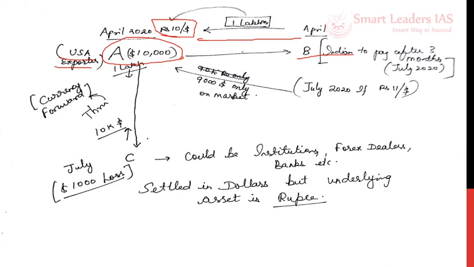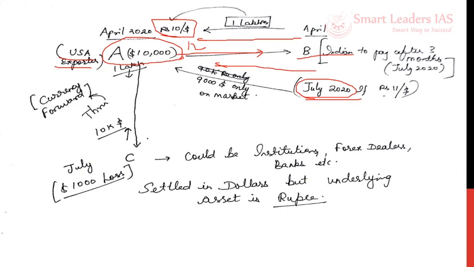But what if the arrangement is like this? Today I give you products, I am a supplier, and you will pay me after 3 months, that is, in July. How much should you pay? Same. 10,000 rupees worth, on that day, in April, 1 lakh is the due. 1 lakh due, I will pay in the month of July.